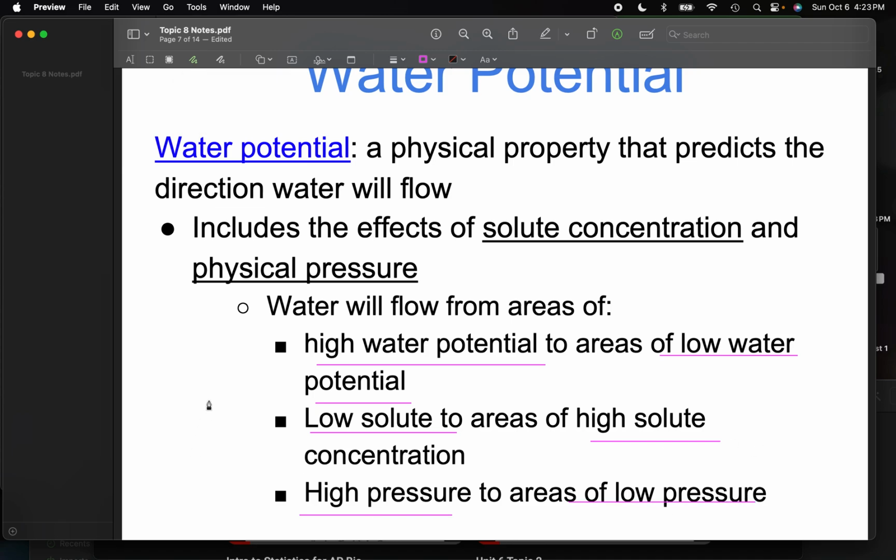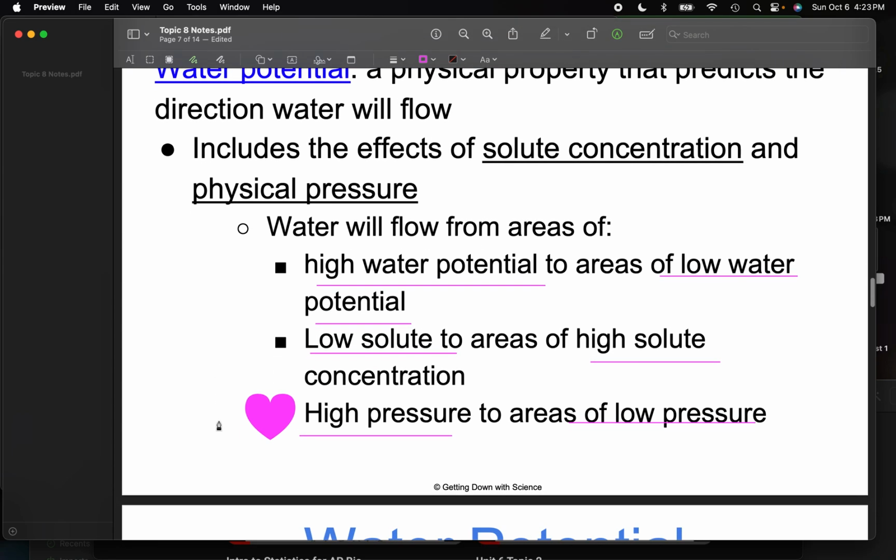If anyone's ever seen a leak in the side of a pool or something like that, you know this last one pretty well. Areas of high pressure would be like inside of the pool, all the water pressure pushing on the outside, and then little holes poked into the side of it, and all of a sudden all the water starts coming out.